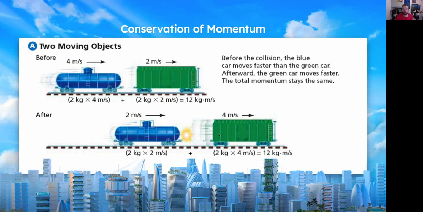And afterwards we find that this green one is moving at 4 meters per second. This blue one is still moving at 2 meters per second. So some of that momentum has been transferred from the blue car to the green car. However, afterwards, the total momentum is still 12 kilogram meters per second.